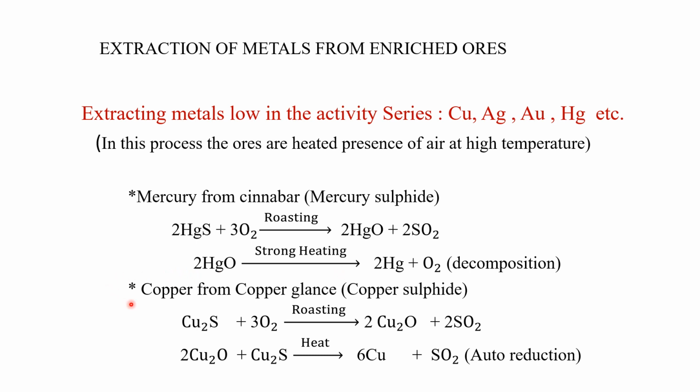Now the second is copper, which is extracted from copper glance ore, or the chemical name of this is copper sulfide. When the copper sulfide is heated in the presence of oxygen, the process is known as roasting because this is a sulfide ore. So copper oxide forms, again with formation of sulfur dioxide gas. When this copper oxide reacts with the remaining copper sulfide, they reduce each other and produce copper metal in liquid form, with evolution of sulfur dioxide gas. Since both the copper species reduce each other, this process is known as auto reduction.